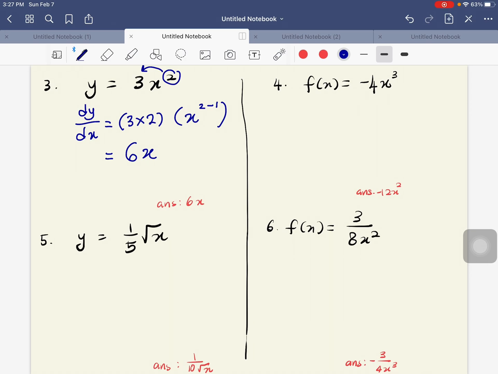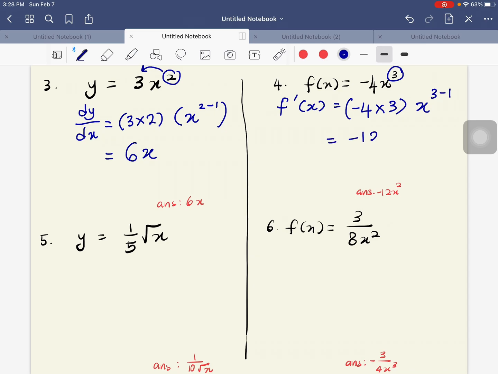Okay, now let's try number 4. So because we are using f(x), so meaning that the first derivative is f prime x. So what I do is negative for the coefficient multiplied with, what's the power? The power is 3. Okay, so x 3 minus with 1. So what do you get? Negative 12 x power of 2. Okay, do you understand this? Very good. I know you understand.